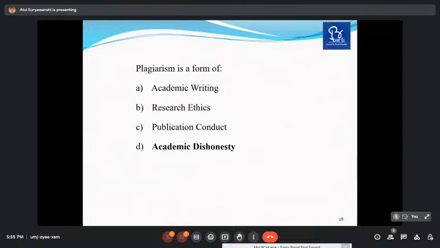The next is: plagiarism is a form of what? It is academic dishonesty, remember. Plagiarism is theft. It is stealing someone else's material and citing it as one's own. This is plagiarism.